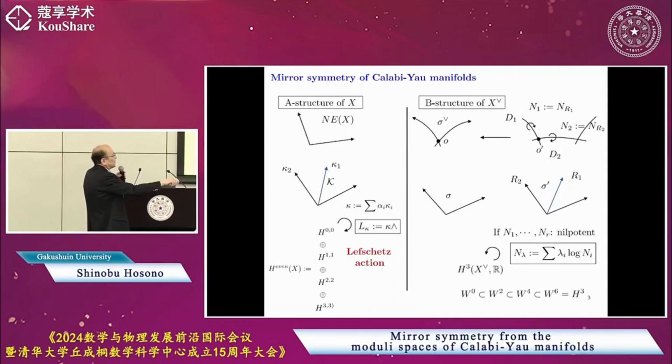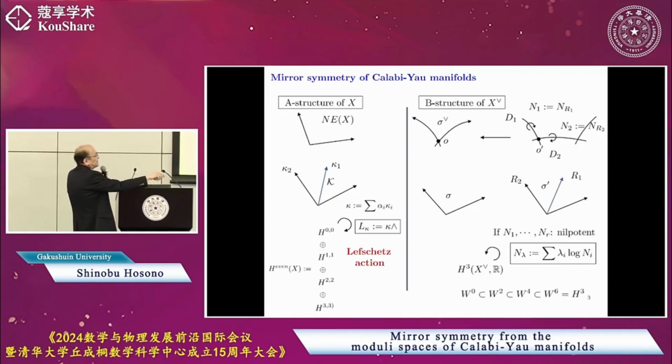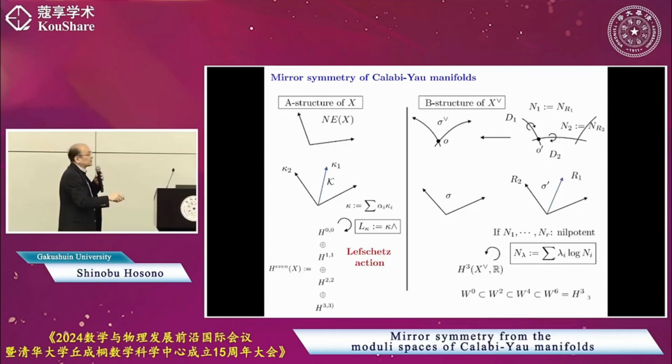And then for each ray or each divisor, we can talk about a monodromy around here. That monodromy action I describe as N1 like this. And then for this ray generator, or this divisor, boundary divisors, we can consider the monodromy action N2.